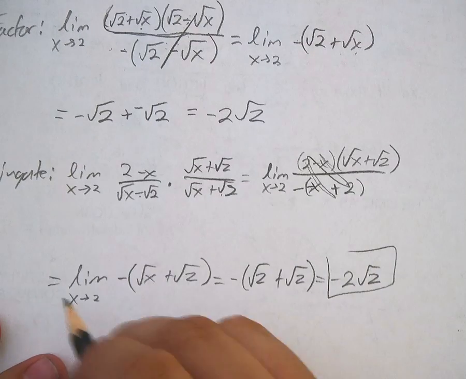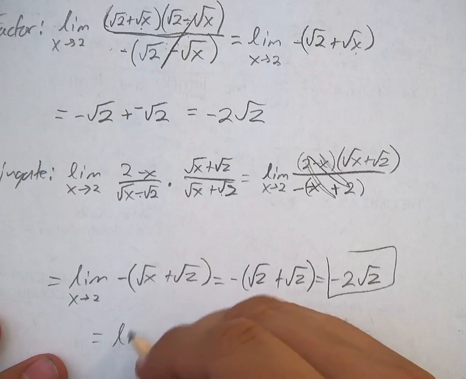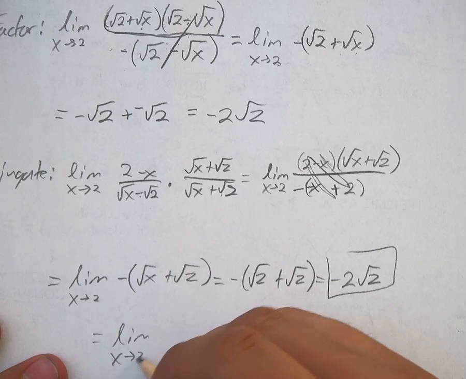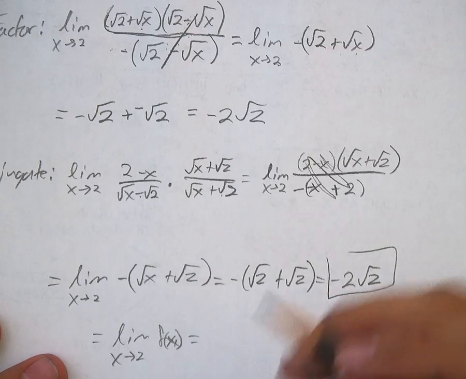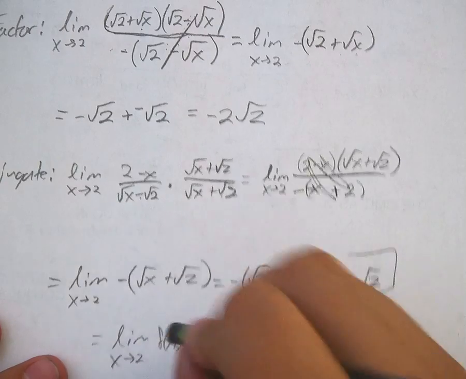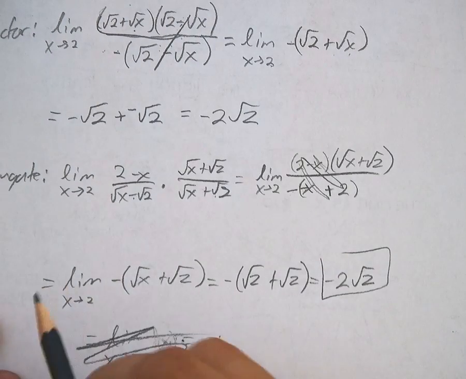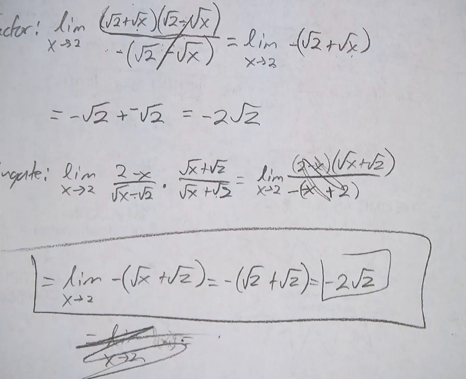Technically, this whole thing is your answer. I shouldn't have done that. Limit as x goes to 2 of f of x of your function, if, well, no, we can't do that. Never mind. Let's just circle this whole thing. There we go. Perfect. All right, that's that.